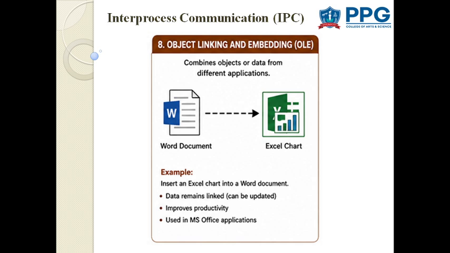The next one is object linking and embedding. It combines objects or data from different applications, for example from a Word document to an Excel chart. For example, insert an Excel chart into a Word document. The data remains linked. It improves productivity and is used in MS Office applications. These are some of the interprocess communication types.